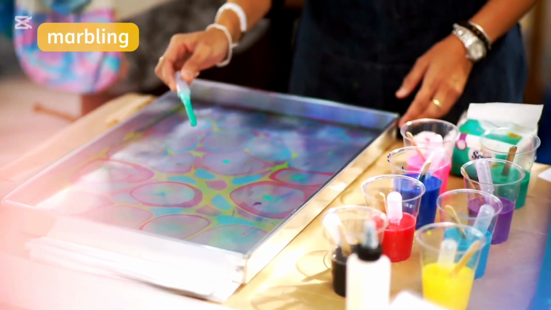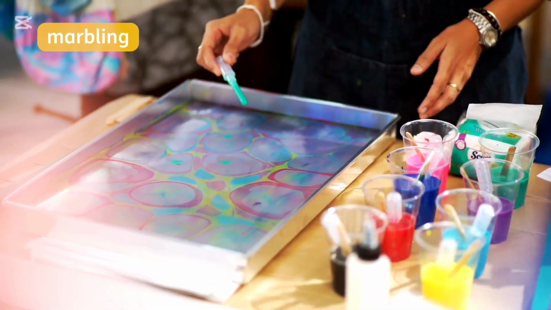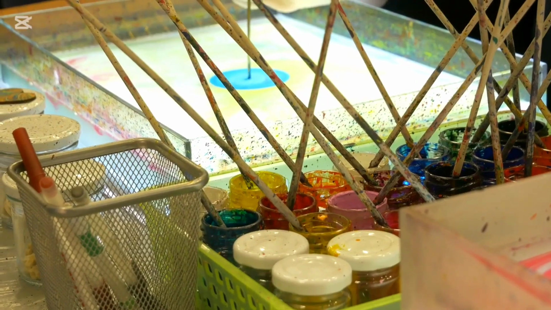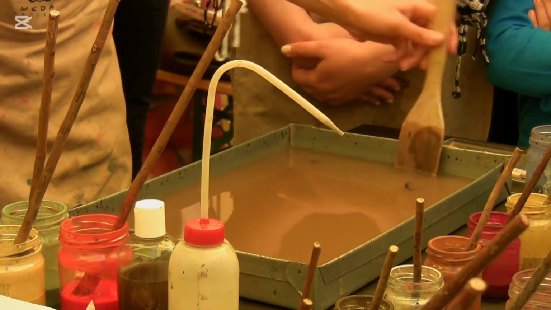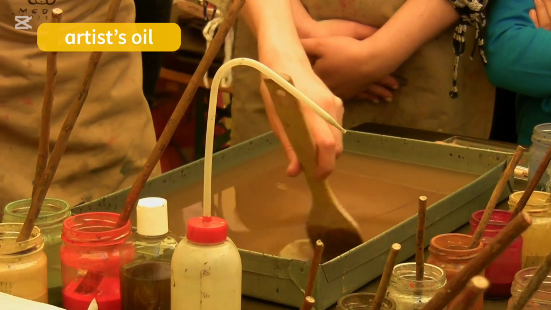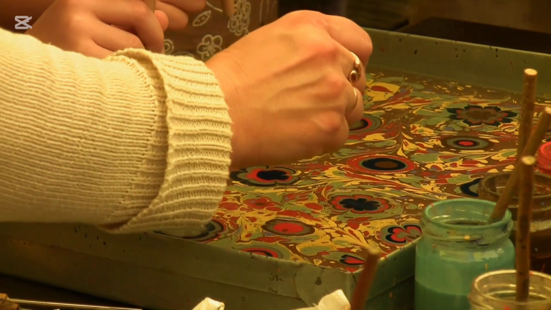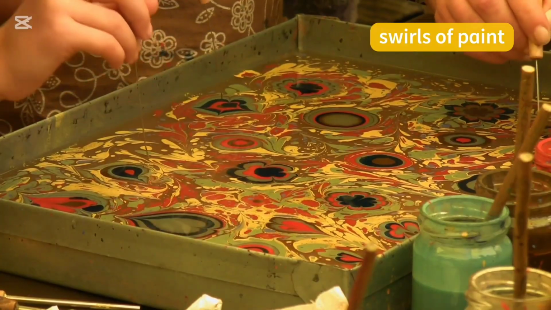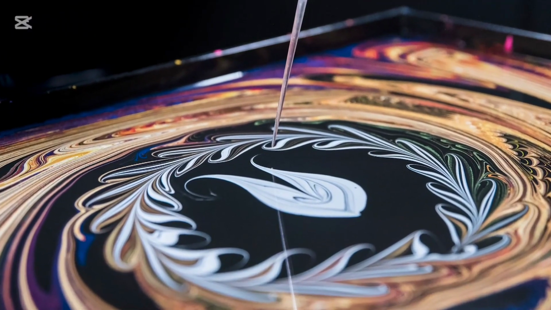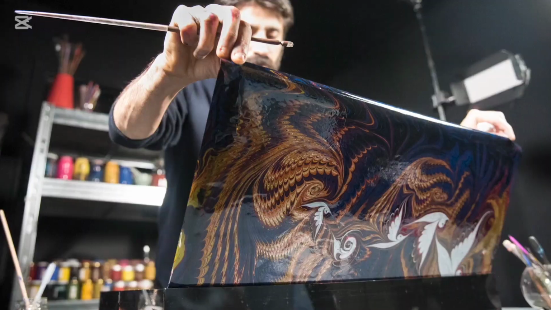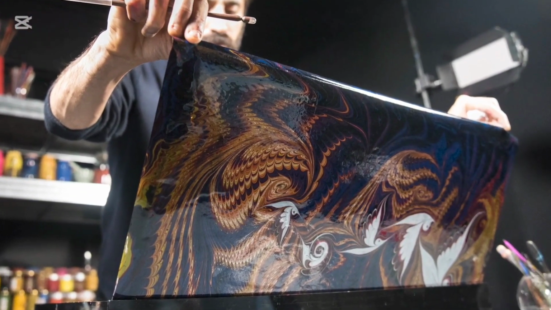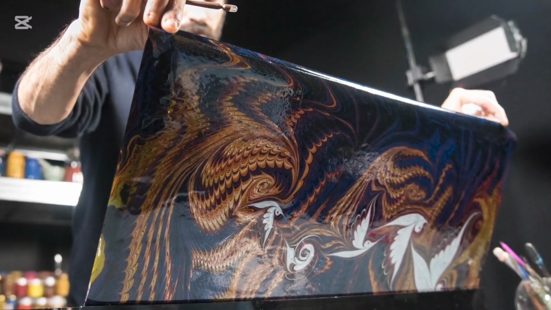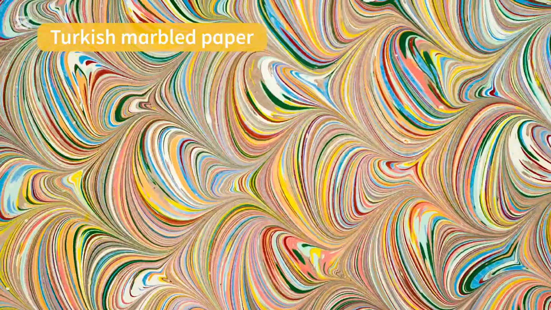Paper marbling is a traditional art in Turkey and in Japan. In Turkey, this is called Ebru marbling. The artist puts some artist's oil in a bowl of water. Then they drop some paint on the water. And they make swirls of paint. The oil and paint make a beautiful marbled pattern. The artist puts paper into the water, and when they take it out, the pattern is on the paper. Turkish marbled paper is very beautiful.